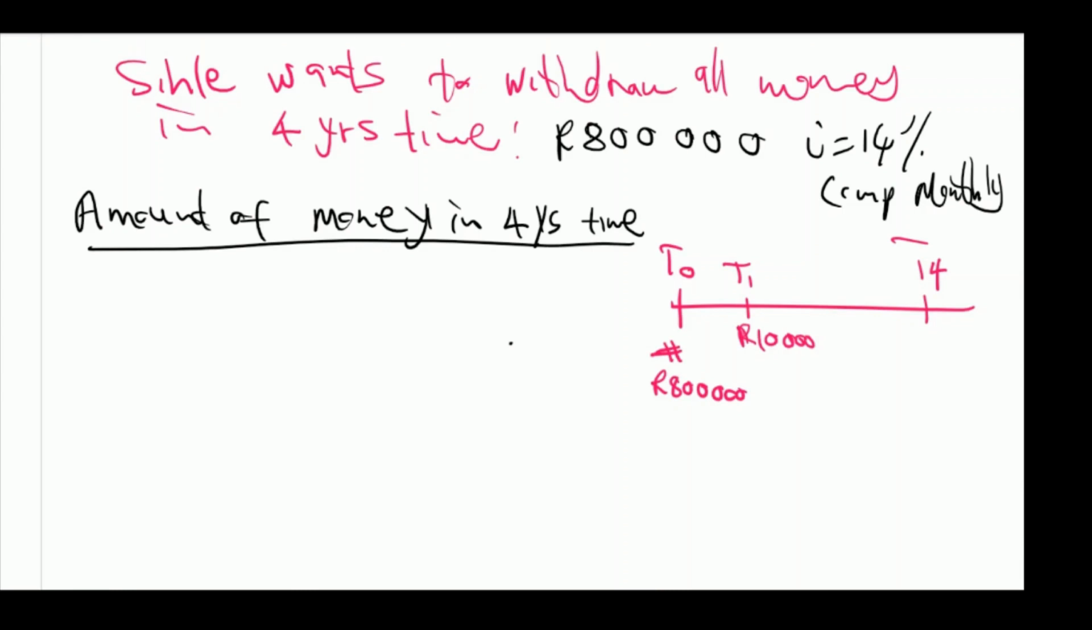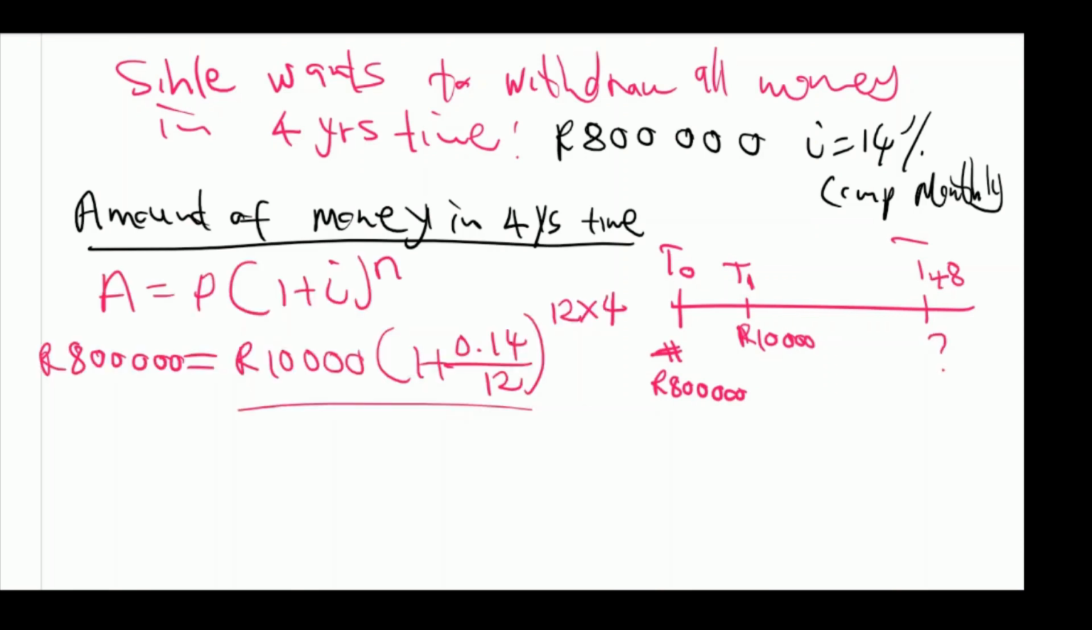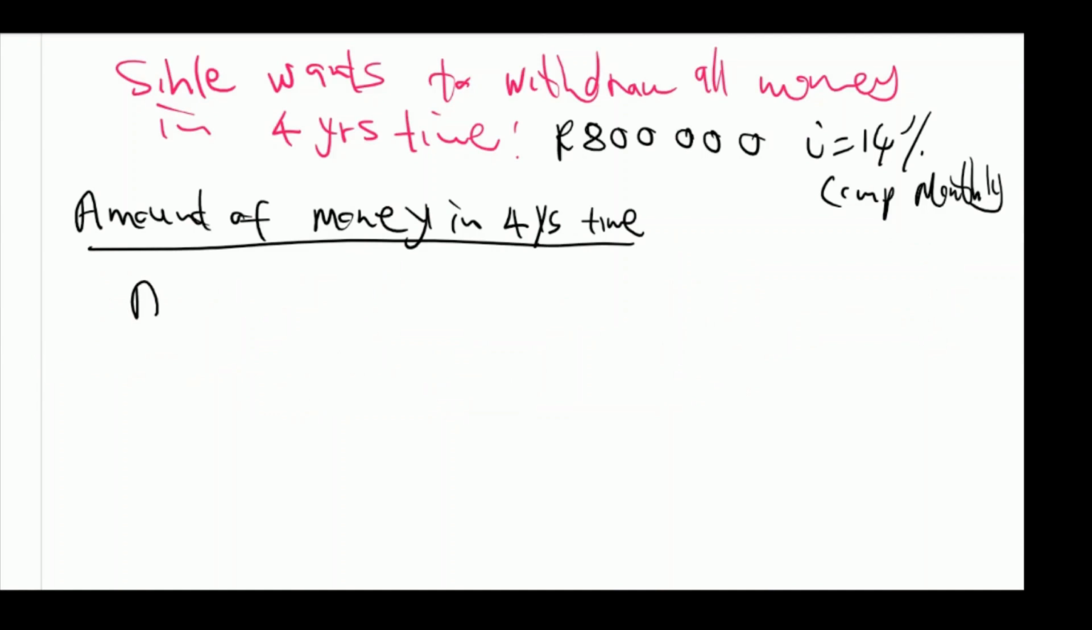So the T1 is in 1 month's time. So we want to know in 4 years, which is going to be T48. We want to know how much money is in the account in 4 years time as he continues to withdraw his money. So to calculate the amount of money in his account in 4 years time, A is equal to P into 1 plus I to the power N. We know P is the amount of withdrawals that he was making, 10,000 rand, and I is equal to 14% compounded monthly, and N is the period, which is 4 years.